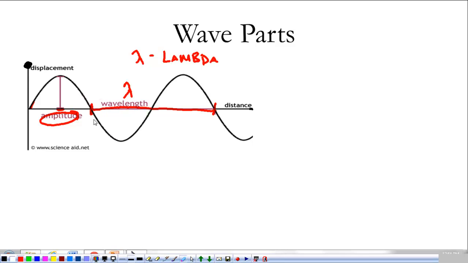Now, the amplitude here has to do with the energy of a wave. The more energy you put into the wave, the bigger the amplitude goes, but that's not necessarily going to affect anything else.